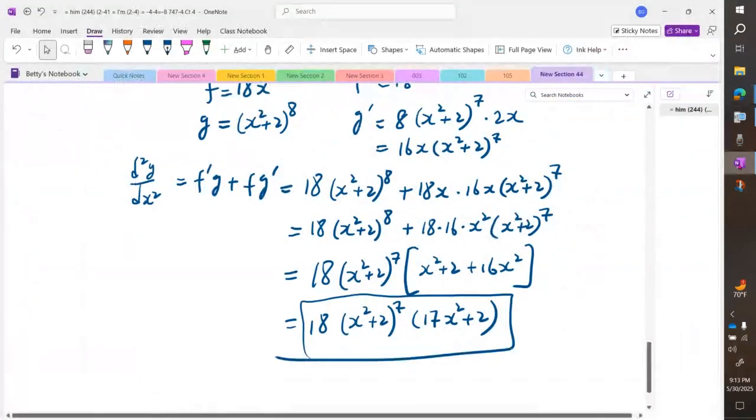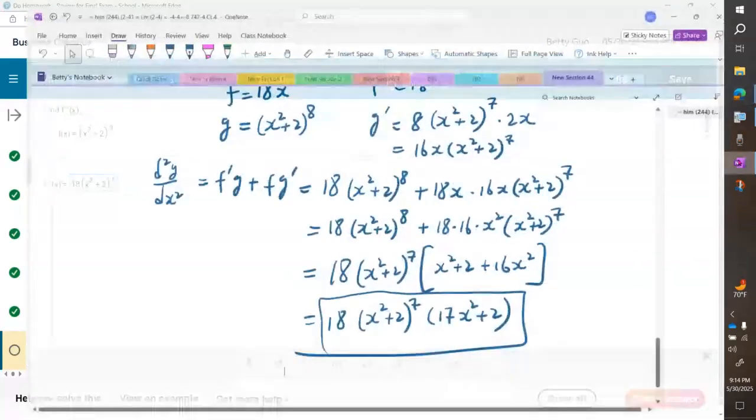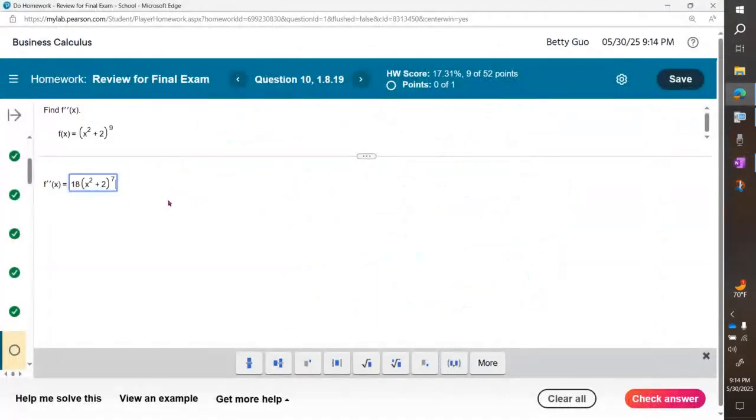We would have to enter it. 18 times (x squared plus 2) to the power of 7, times 17x squared plus 2.